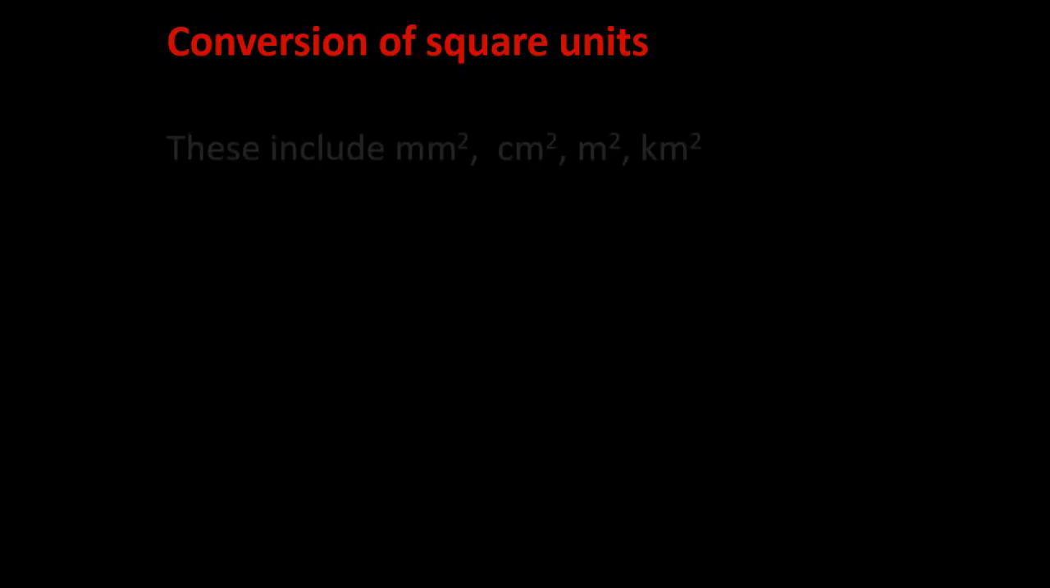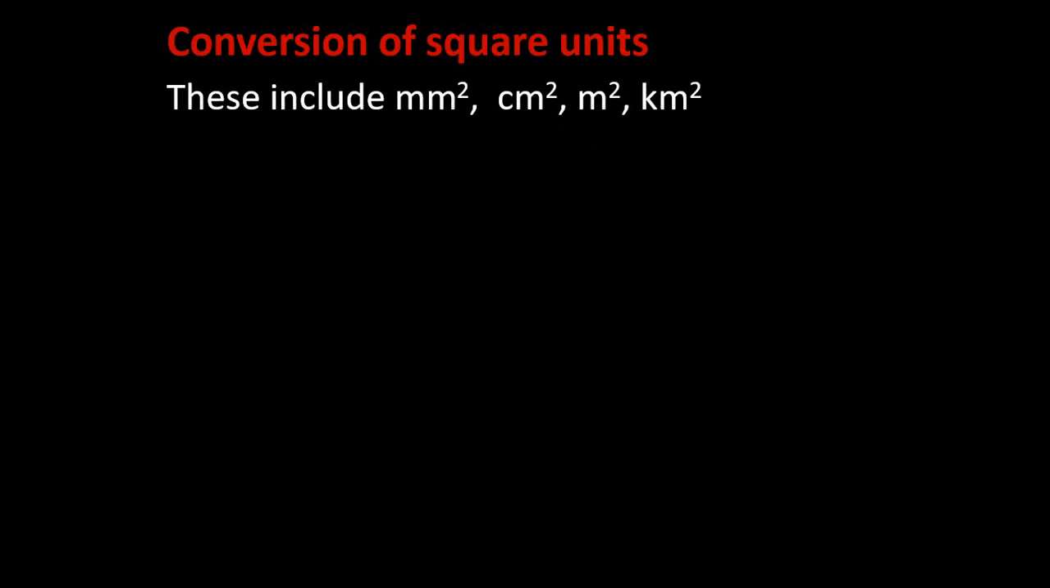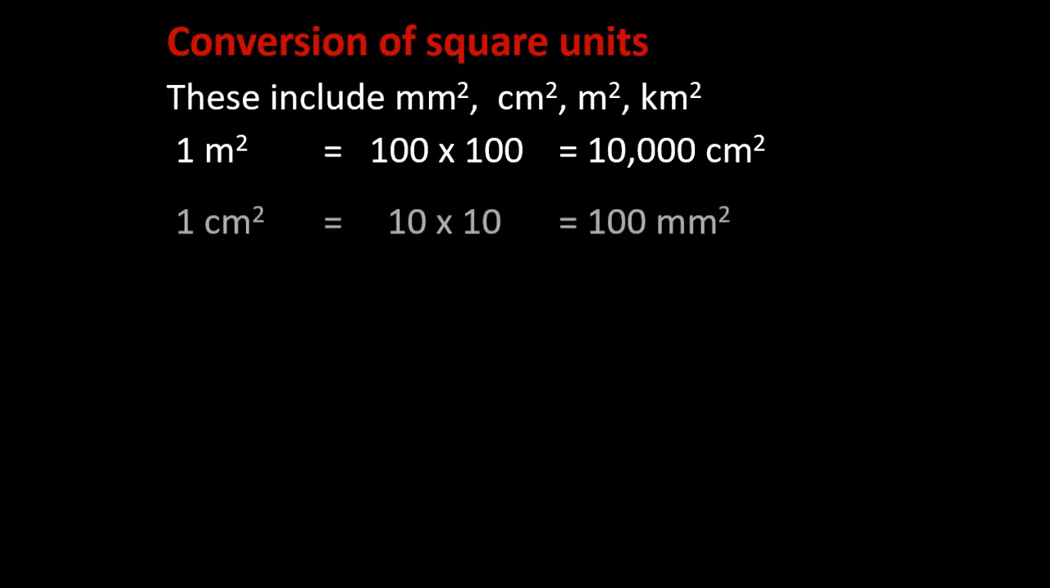Now, for example, we know that 1 meter is equal to 100 centimeters. So it implies that 1 meter squared is equivalent to 100 times 100 centimeters squared, which gives you 10,000 centimeters squared. We also know that 1 centimeter is equal to 10 millimeters, and so it implies that 1 centimeter squared is equal to 10 times 10, which gives you 100 millimeters squared.